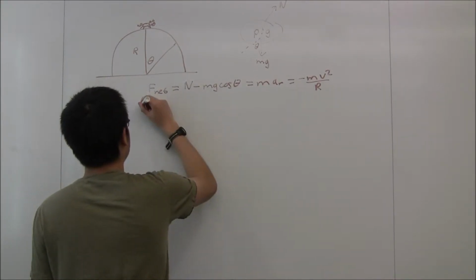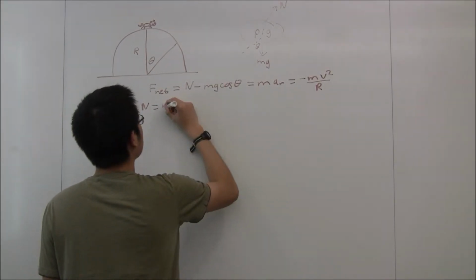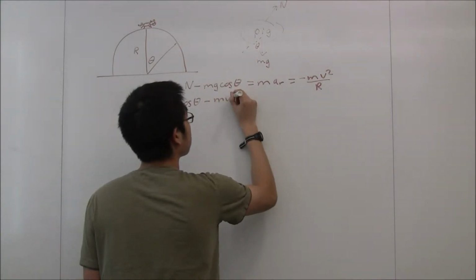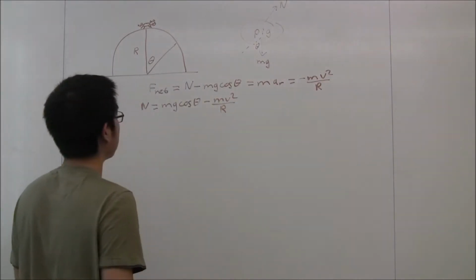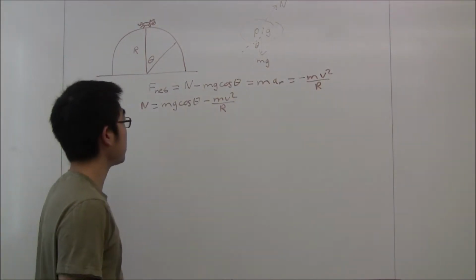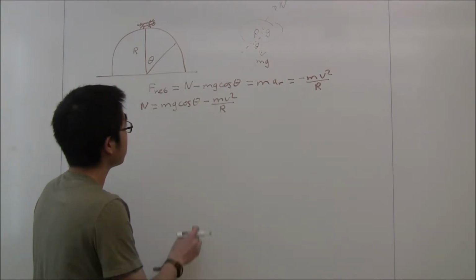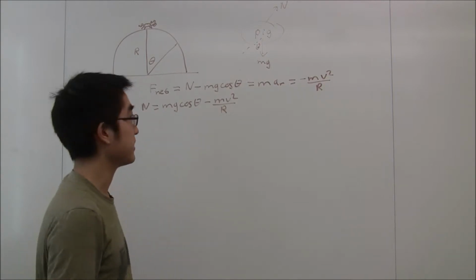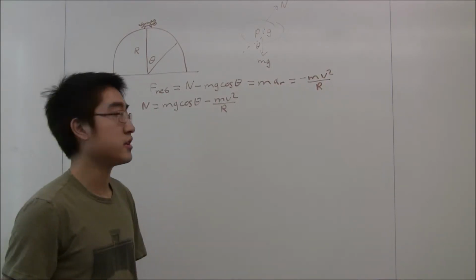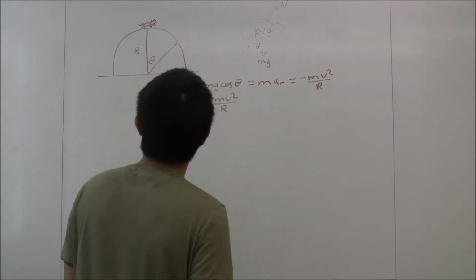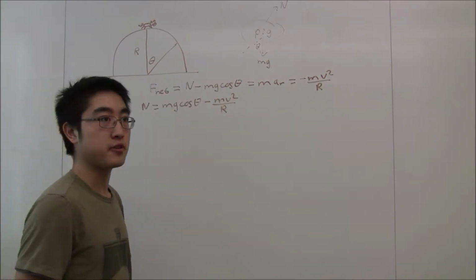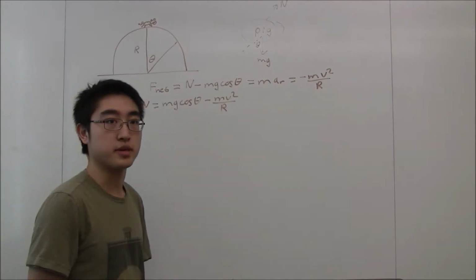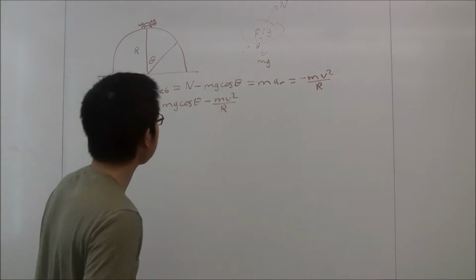Now isolating for N, we have N is equal to mg cosine theta minus mv squared over r. Now we know what m, g, theta, and r are, but we don't know what v is. Solving for v using kinematic equations would be difficult, so let's use energy considerations instead. Since the pig is sliding without friction, we know that energy is conserved. So the change in potential energy of the pig is equal to the change in its kinetic energy.